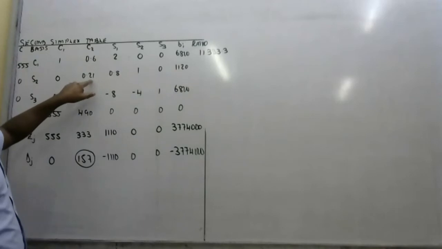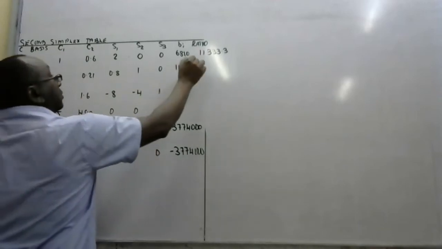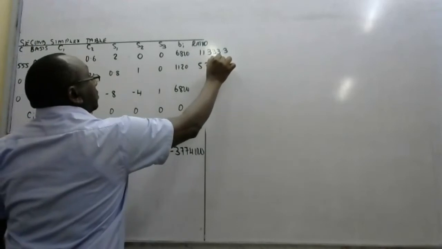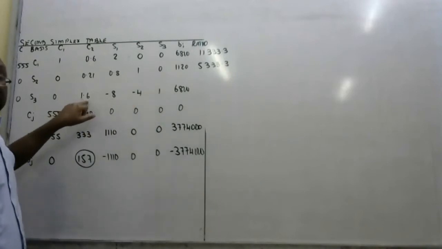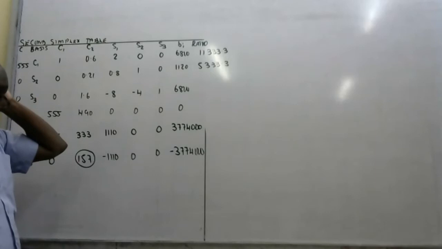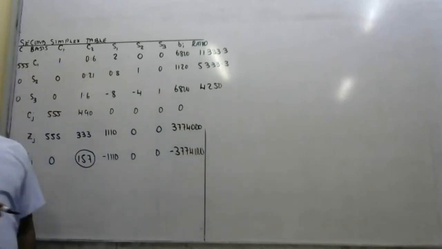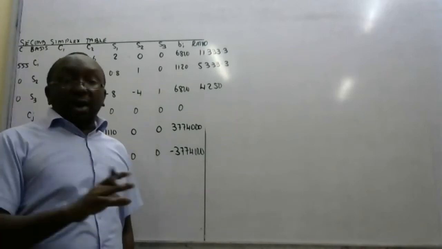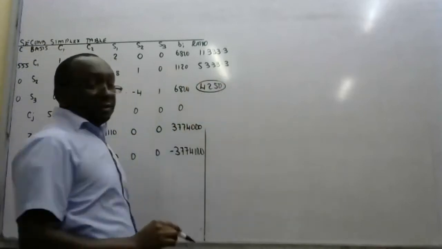1120 divided by 0.21. 1,333. Then 6,800 divided by 1.6. 4250. So I have said once you get the ratios, you pick the smallest. So the smallest of those is 4250.